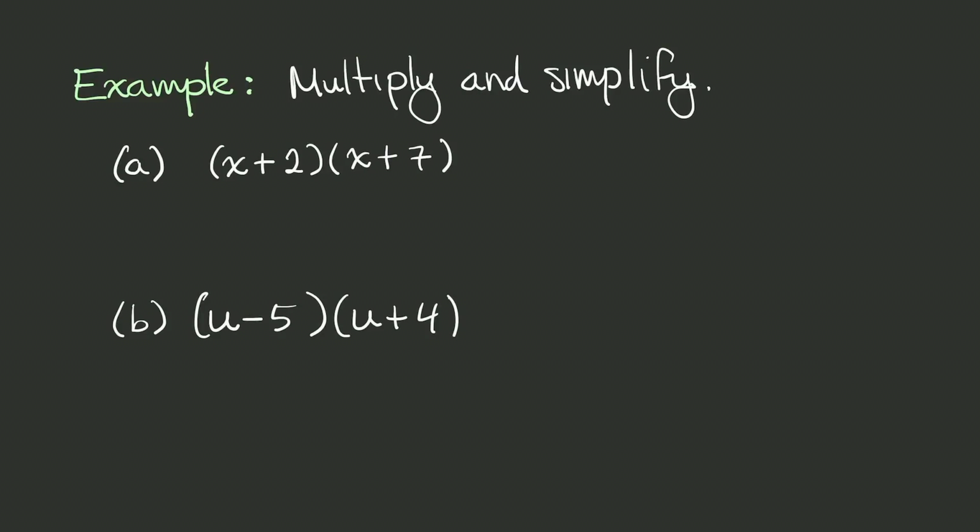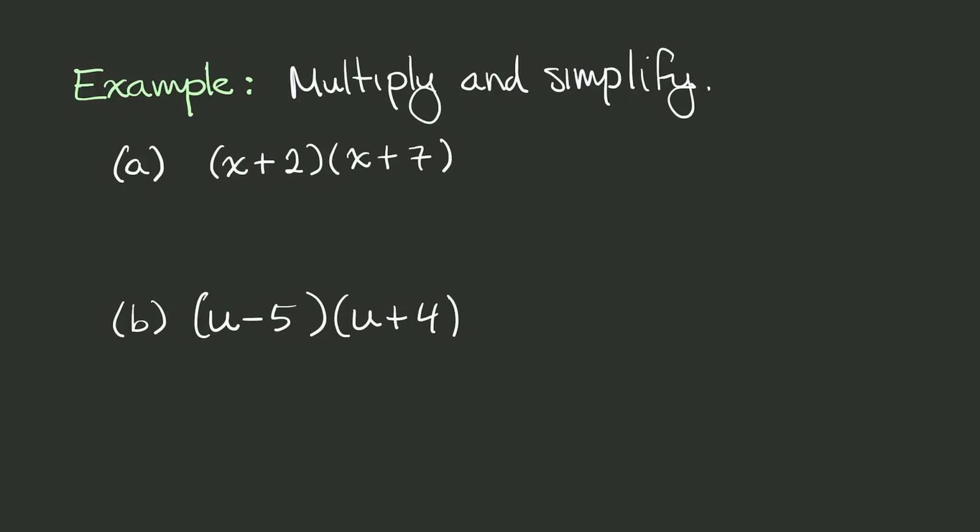In this section, we'll learn to multiply binomials together. Remember that a binomial is a polynomial with two terms. So here we have x plus 2, that's a polynomial with two terms, and we have x plus 7, another polynomial with two terms, and we're going to multiply those two together. The method we'll use is often called the FOIL method.